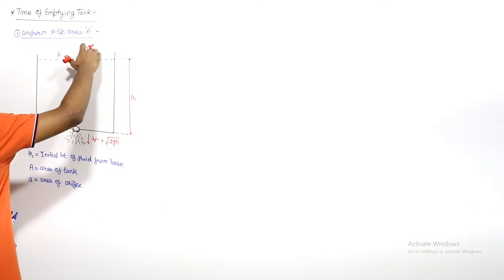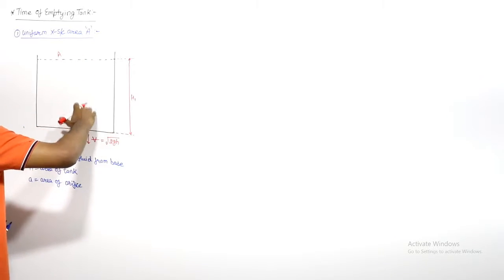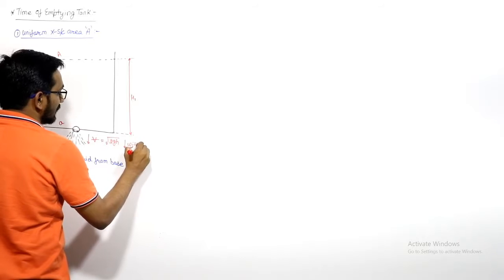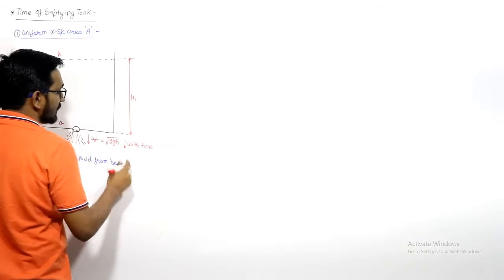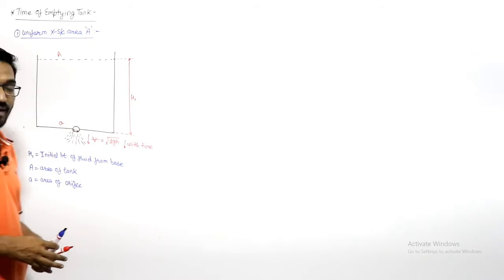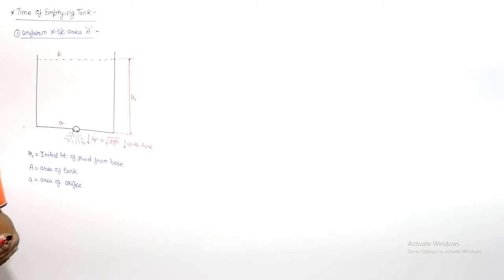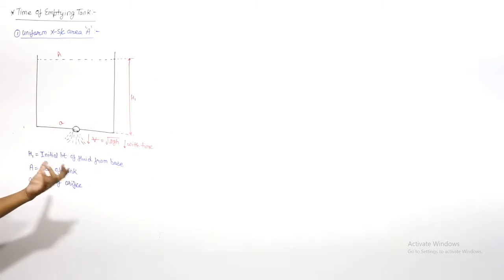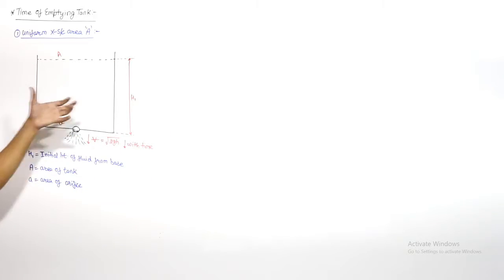And you can see that as the time goes, this height will decrease, so this velocity will decrease with time because this height is decreasing. If we want to find out the time required to empty the tank, and this velocity were not decreasing, we could easily say. But if this velocity is decreasing continuously, we cannot say directly how much time is required to empty this tank.